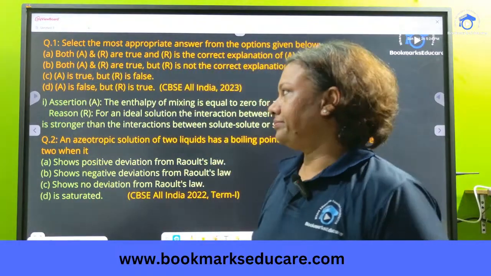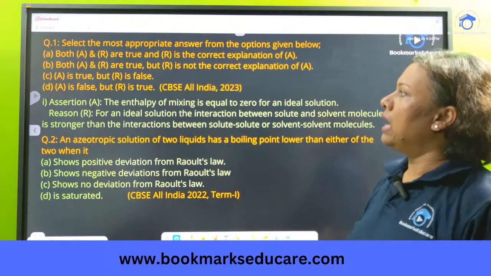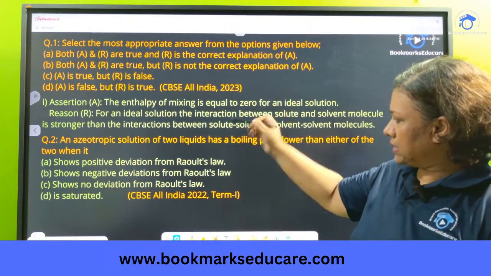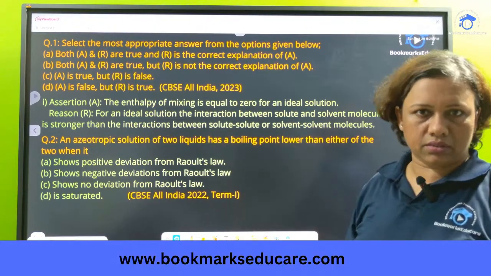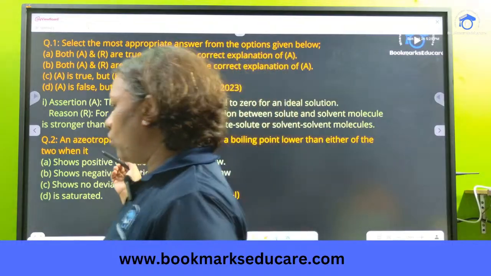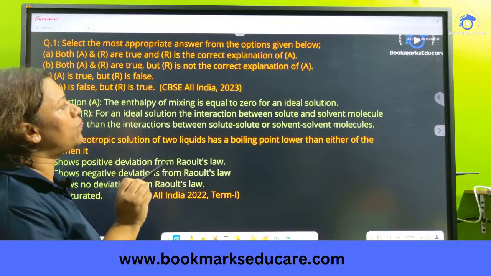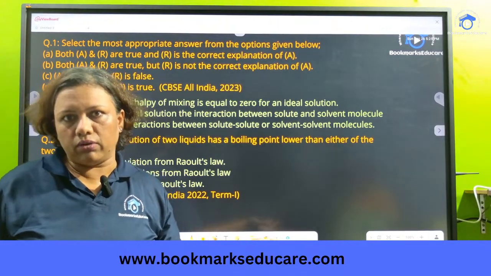Come on, we are here for this question solution. Actually, these are for CBSE 2023 and CBSE All India Term 1 2022. These questions are very important. Hopefully you got the answer. What is the question? The first one is assertion reasoning. The assertion is that the enthalpy of mixing is equal to 0 for an ideal solution. That is correct. I have told you earlier.